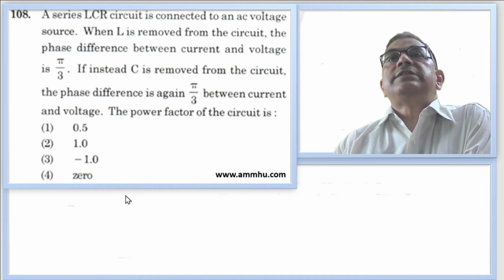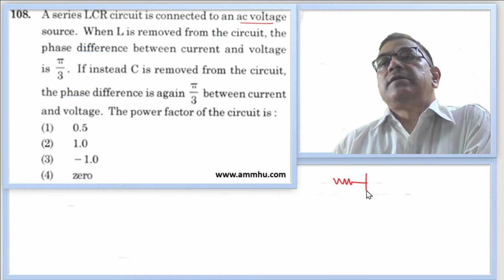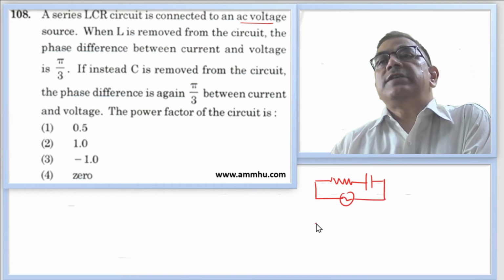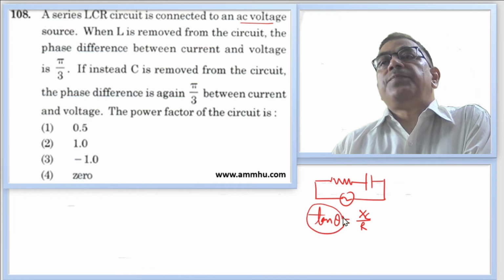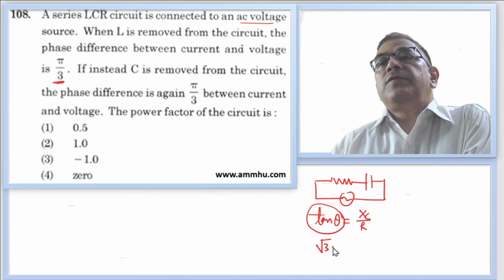In this problem, we have an LCR circuit connected to an AC voltage. L is removed. When L is removed, you have only an RC circuit. Is that right? This is an RC circuit connected to the AC source, and if theta is the phase difference in this case, then tan theta is equal to XC by R, and the value of tan theta is this. So tan 60 degrees is root 3. This is root 3 equal to XC by R. So XC is equal to root 3 times R.